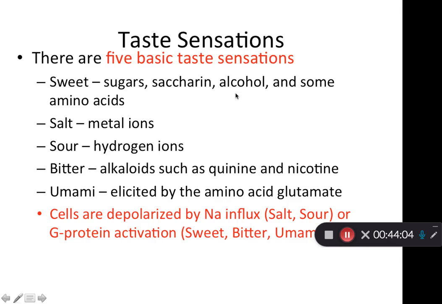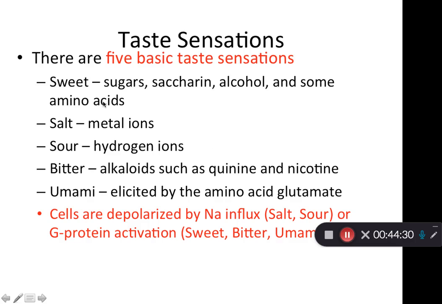the similar chemical formula. The alcohol has a very similar chemical formula with monosaccharides such as glucose. So that's why alcohol actually can induce sweet, and also some kinds of amino acids.